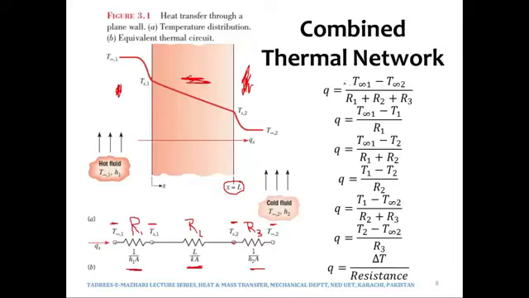Where is this form coming from? Just like we wrote Q as delta T over resistance in the previous slides, and then we had compared those expressions with V is equal to IR and I is equal to V over R.